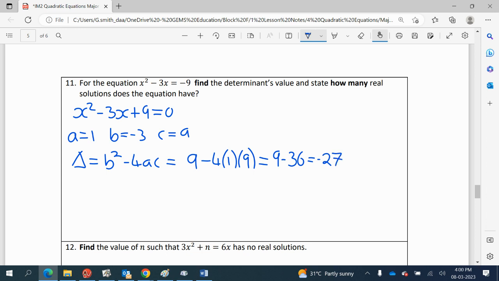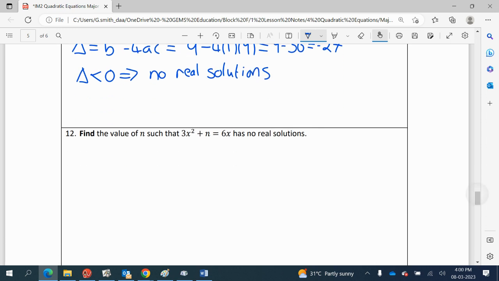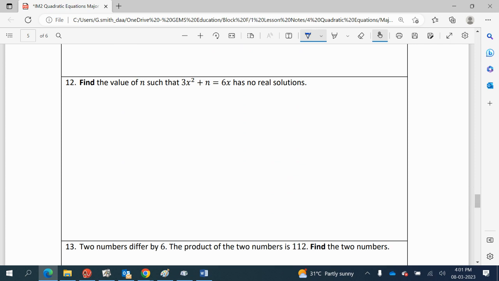State how many real solutions this has. Well, the discriminant is less than 0, which implies no real solutions. Find the value of n such that the equation has no real solutions. So first off, let's rearrange the equation into standard form. 3x squared minus 6x, take care with that one, plus n equals 0. a is equal to 3, b is equal to minus 6, c is equal to n.